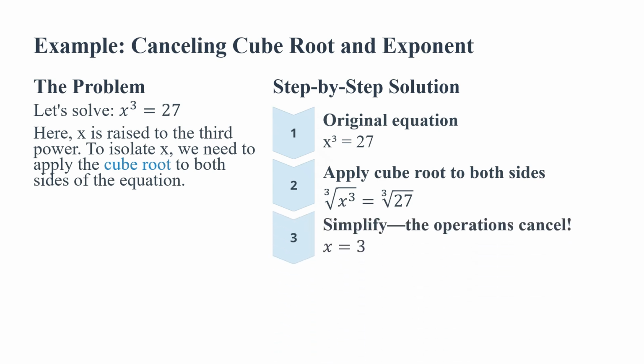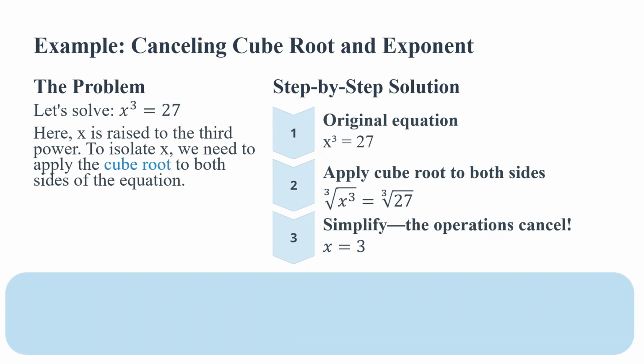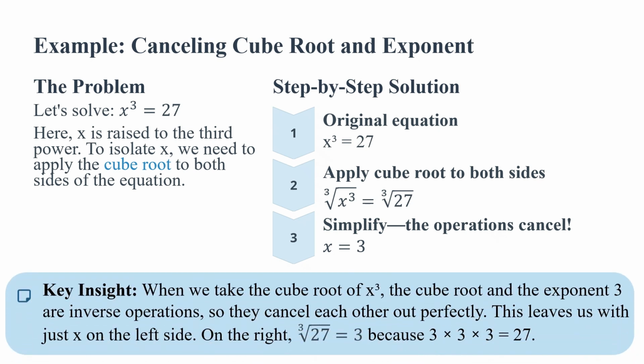Step 3. Now simplify. The cube root and the exponent cancel each other out, leaving us with just x on the left. On the right, the cube root of 27 is 3, because 3 times 3 times 3 is 27. Here's the key idea. Taking the cube root of x cubed completely undoes the exponent. They're inverse operations. That's why we're left with x is equal to 3.